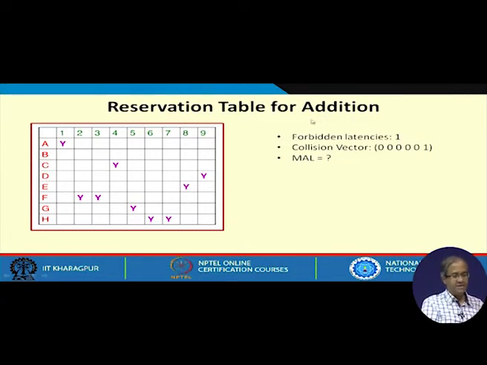Similarly, for addition, the reservation table will look like this. So, here again F and H are being used for an extended period. Here there is only one forbidden latency, 1. So, here minimum average latency will naturally be equal to 2. So, here you can similarly justify that.